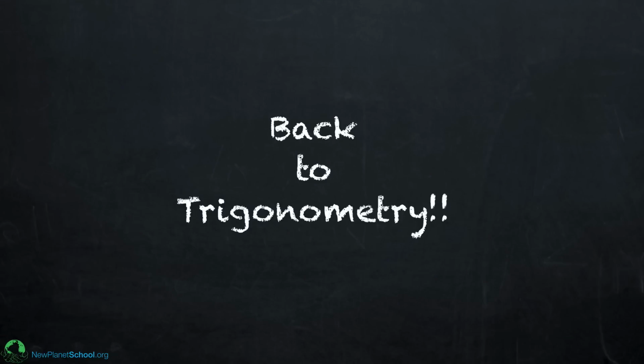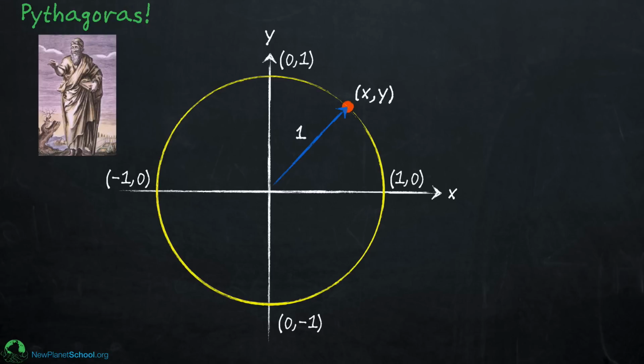Okay, so back to trigonometry. That was some arithmetic, sort of an interesting way to write things more complicated, but let's get back to what we're here for, which is trigonometry. Okay, so Pythagoras. Pythagoras, one of the main figures in trigonometry, told us a bunch of really interesting things about triangles, very important things. And the unit circle is a great way to understand Pythagoras.